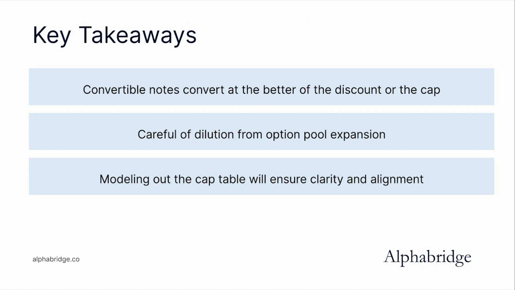So let's recap the key takeaways. First, convertible notes convert at the better of the discount or the cap. That effective conversion price determines how many shares the investor receives. Second, expanding the option pool to meet post-money targets usually dilutes founders, not new investors, unless you negotiate otherwise. And finally, modeling all of this clearly, from founding to financing, gives you visibility and leverage. It helps you make better decisions, prevents surprises when raising capital, and keeps everyone aligned.